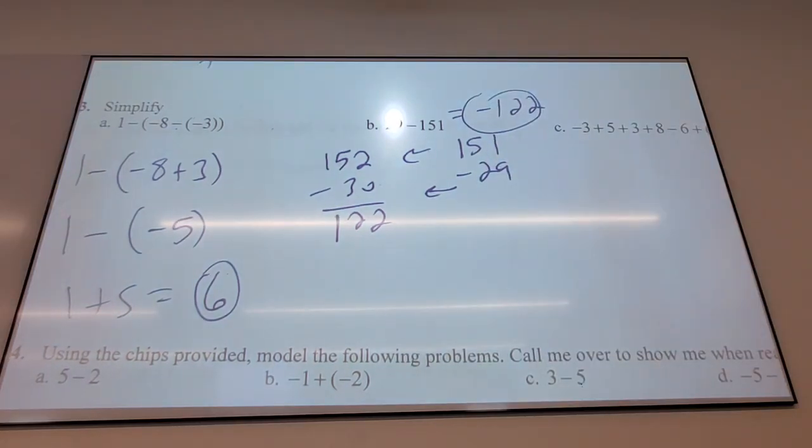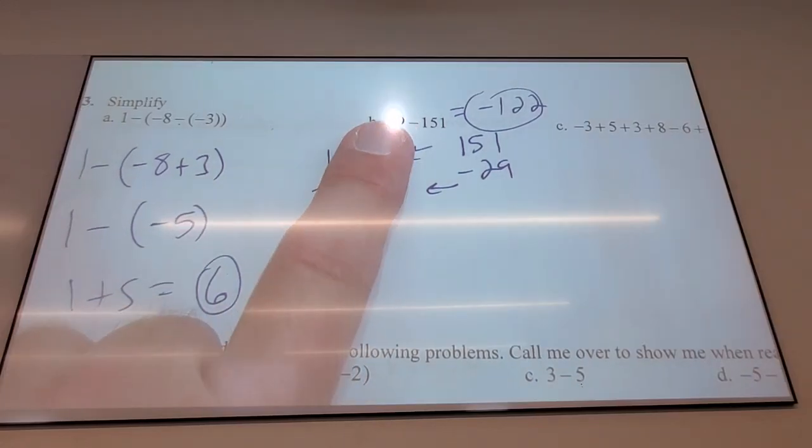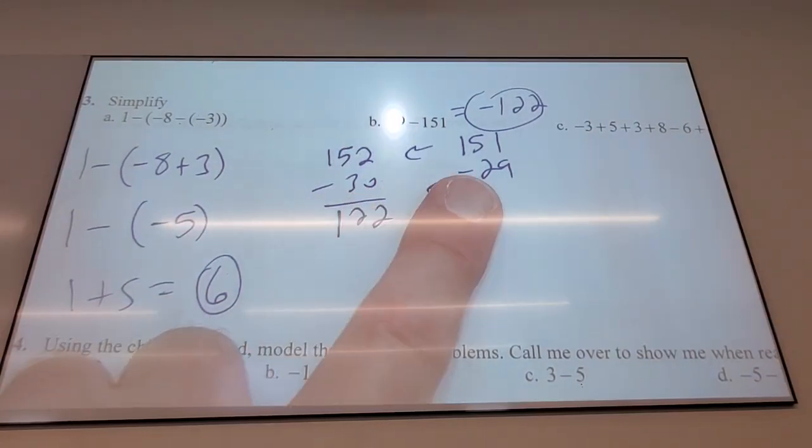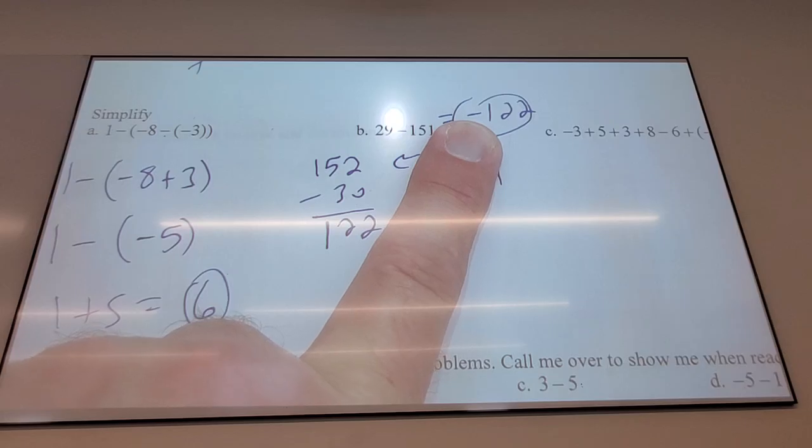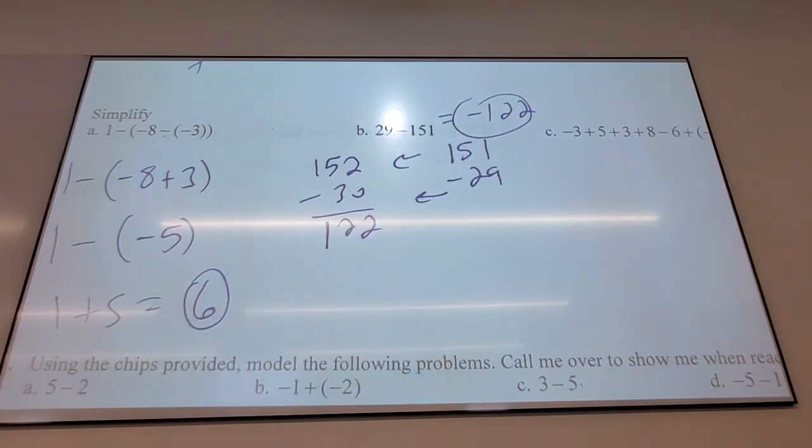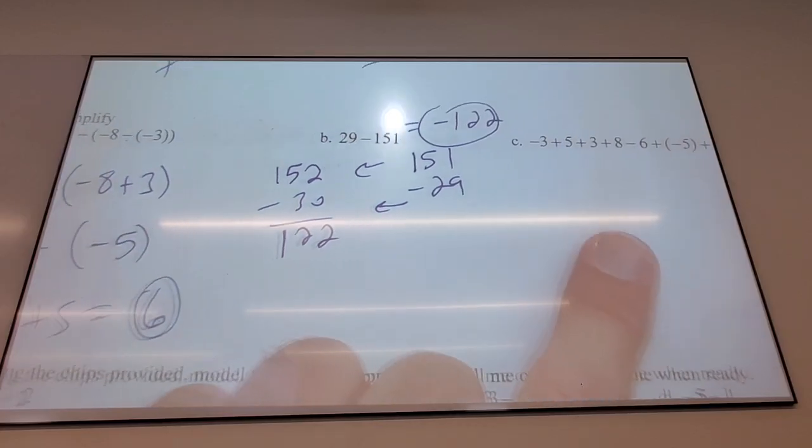Do you guys see that? When I'm combining 2 numbers, if the numbers have different signs, I subtract them, and then I put the sign of the bigger one on. That's the most straightforward way to say how to put together 2 signed numbers.